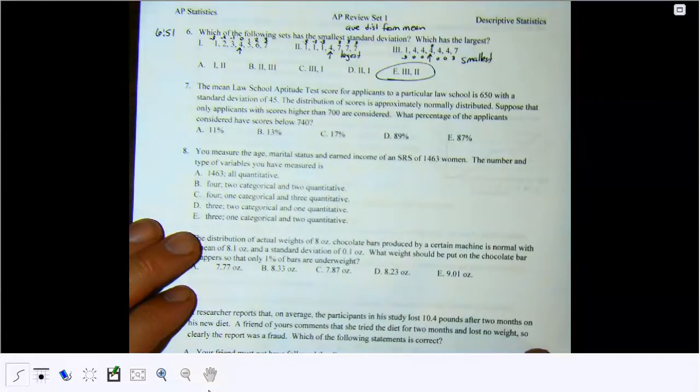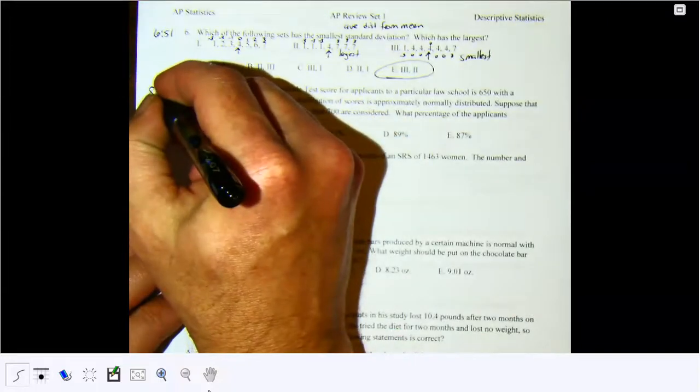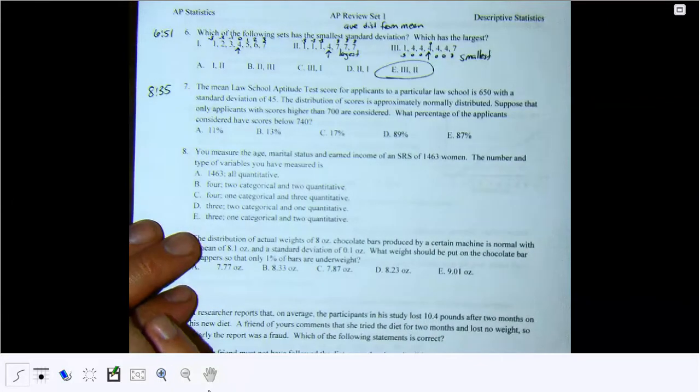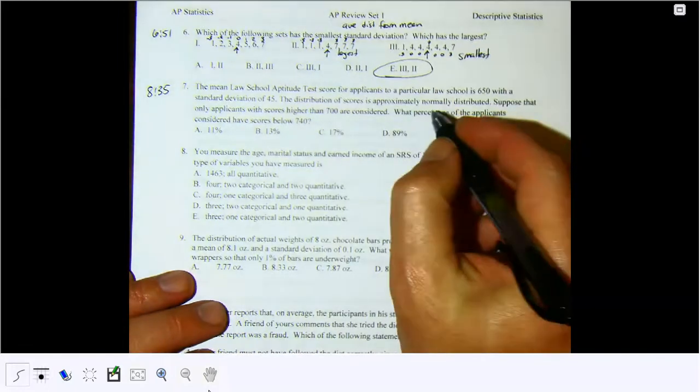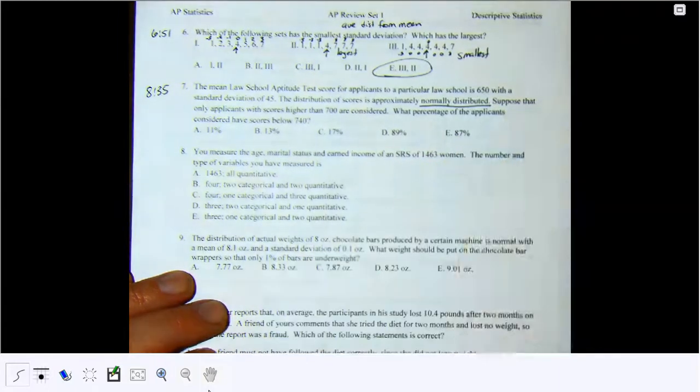All right, 835. The mean law school aptitude test score for applicants to a particular law school is 650 with a standard deviation of 45. The distribution of scores is approximately normally distributed. So we needed that little piece of information there, normally distributed. Suppose that only applicants with scores higher than 700 are considered. What percent of applicants considered have scores below 740?